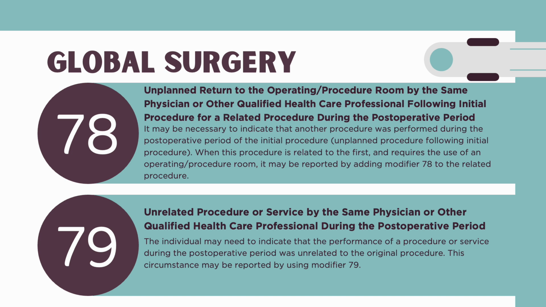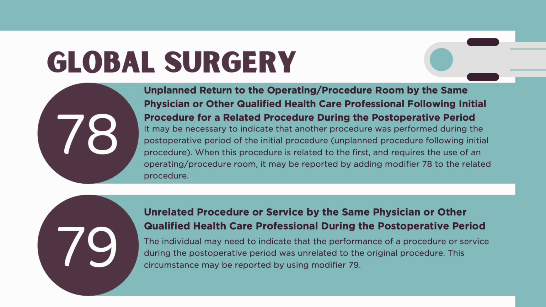Modifier 78 is used when there is an unplanned return to the operating room for a related procedure during the post-op period. For example, a patient has gastric bypass surgery in January. In March, the patient is diagnosed with an incisional hernia at the location of the bypass incision, and the patient is taken back to the operating room in March for an incisional hernia repair. The hernia repair is related to the bypass surgery, and modifier 78 is used on the hernia repair code.